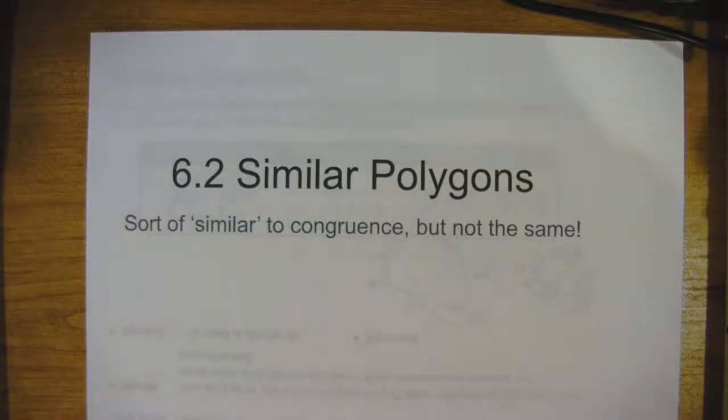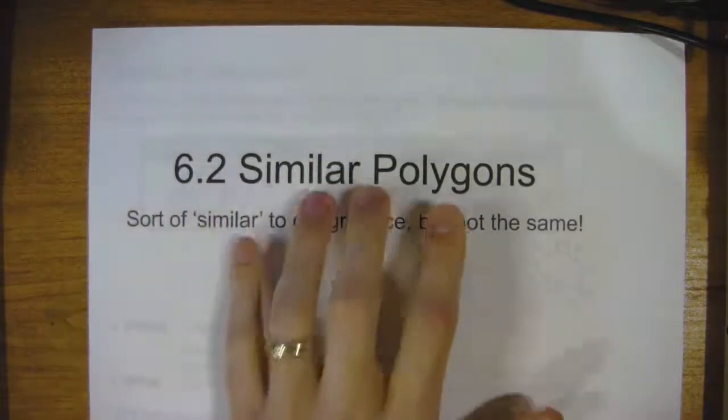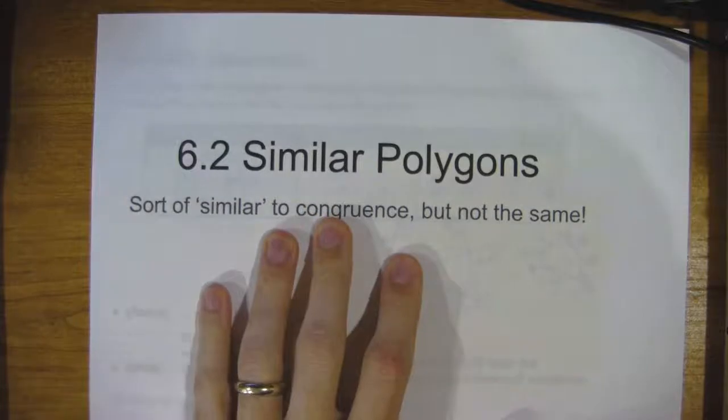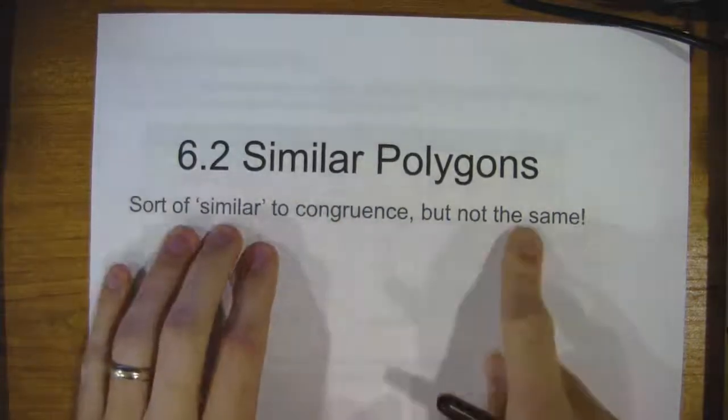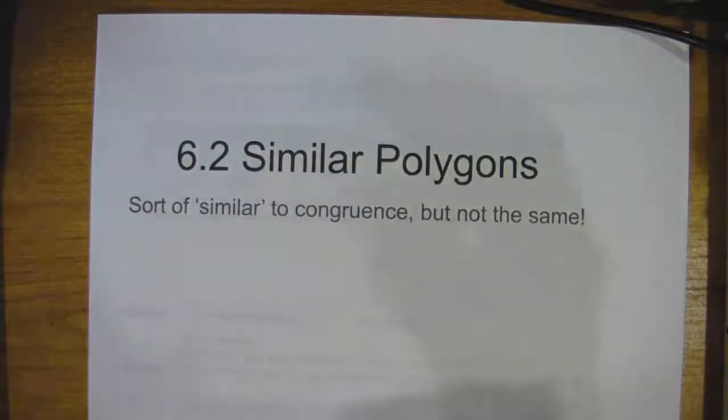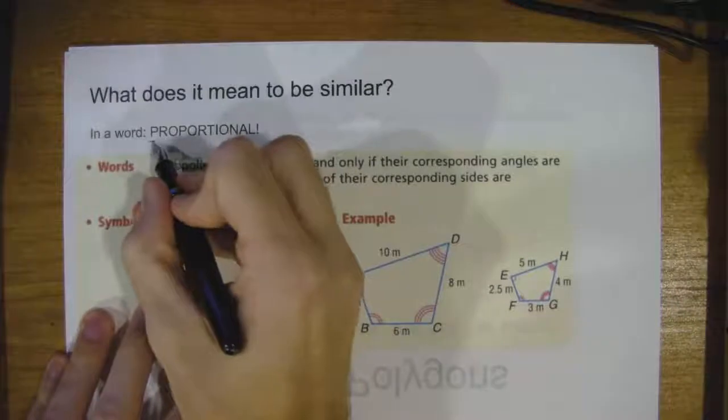Today we're going to take a look at Chapter 6, Section 2. We're going to look at similar polygons. So as the subtitle would suggest, this is similar to congruence, but not exactly the same. So let's get started. What does it mean to be similar? Well, in a word, proportional.